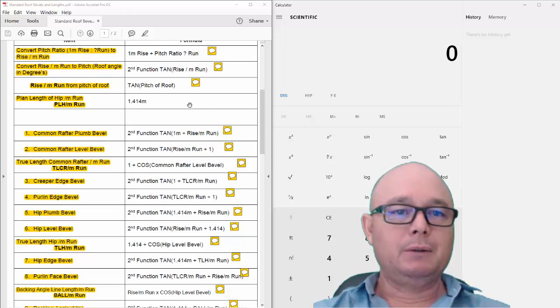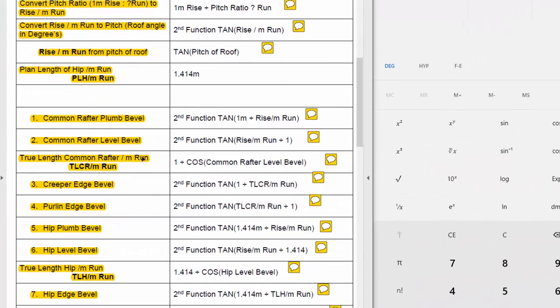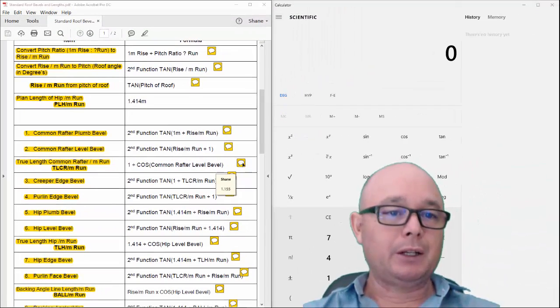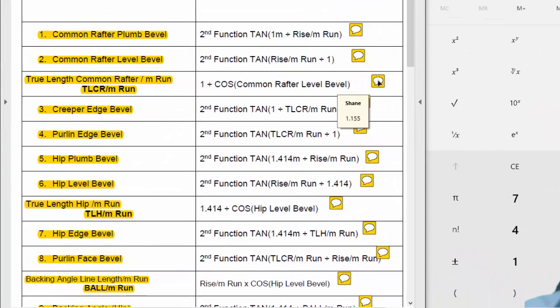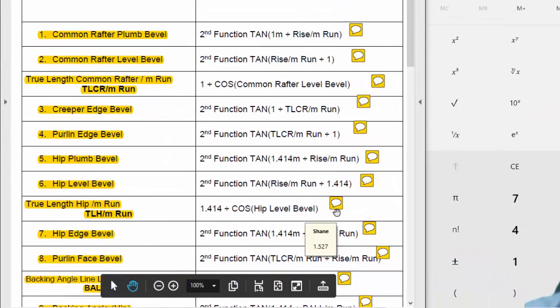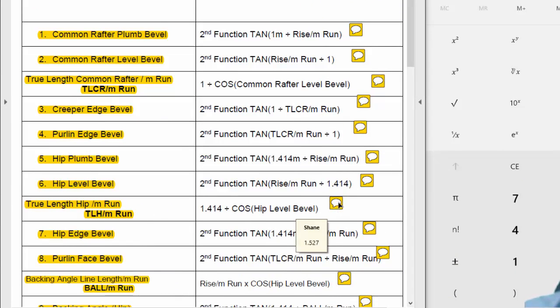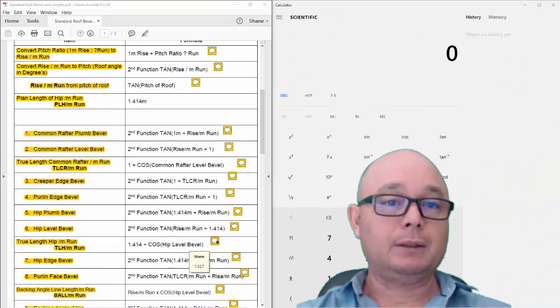So we're going to need the true length of common rafter per metre run, which is this calculation here, and the answer for that was 1.155 metres. So we'll be using that calculation for true length of common rafter per metre run in our following calculations. We'll also be using the true length of hip per metre run, which is here on the sheet, and the answer for that one was 1.527. So we'll also be using that.